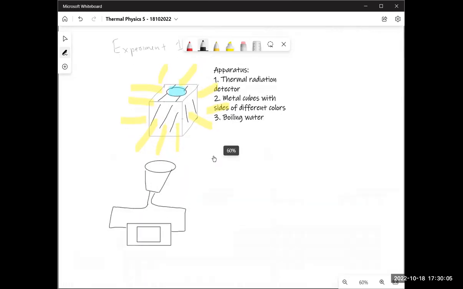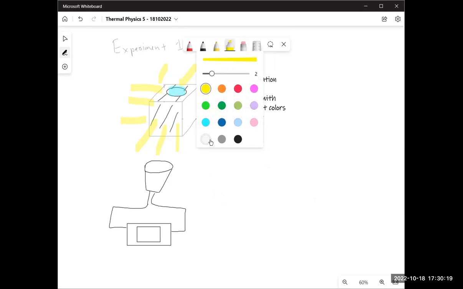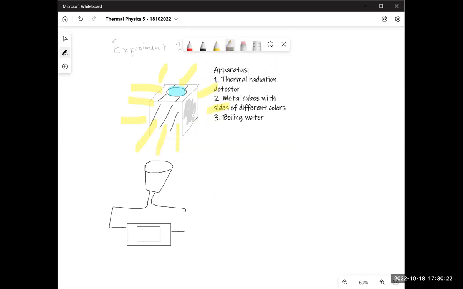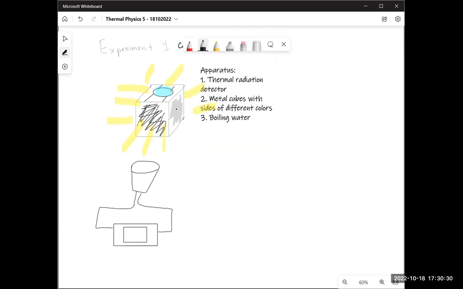Now, what we realize is, let's say one side is black, and if I color the other side as some other color, let's say I make it silver, not black, and this one is completely black. Now let's see what happens. If this is white, and this is black, I'm going to put the radiation detector. Let's say it's giving me a reading 50 right here. I'll put it at both sides.